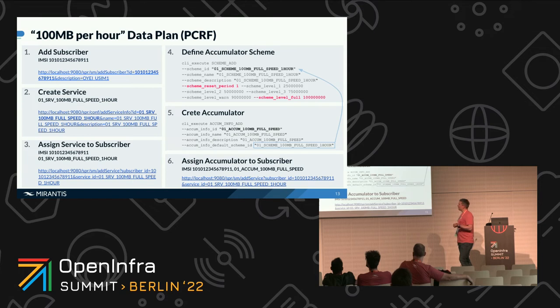Right? So what do we need to do to configure such a data plan? We get two interfaces offered by the free PCRF software. You can find more about the software in the documentation I'm providing. But what do you need to configure? First of all, you need to add a subscriber. You basically add the IMSI number and the description. That's the definition of the subscriber.